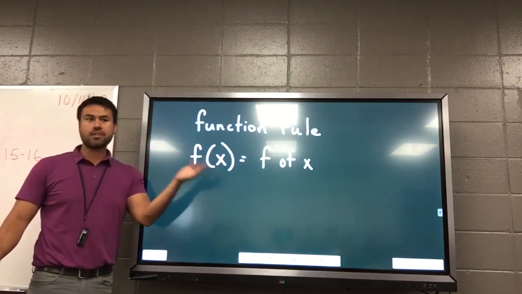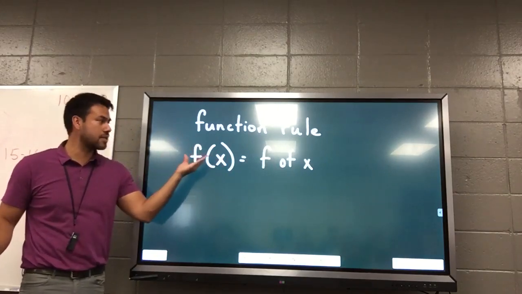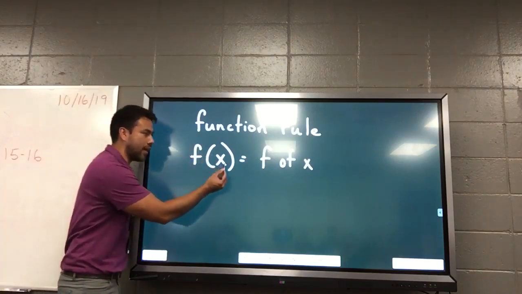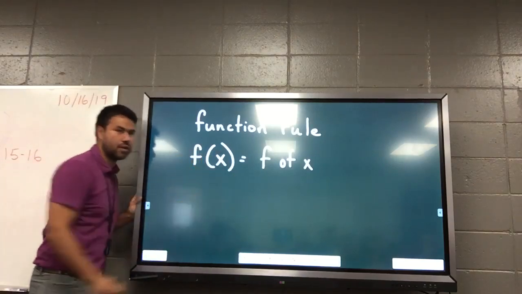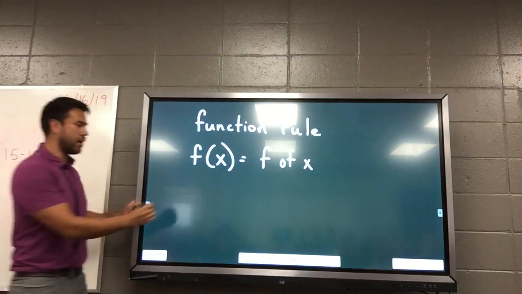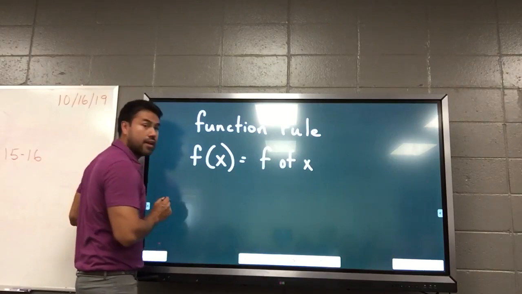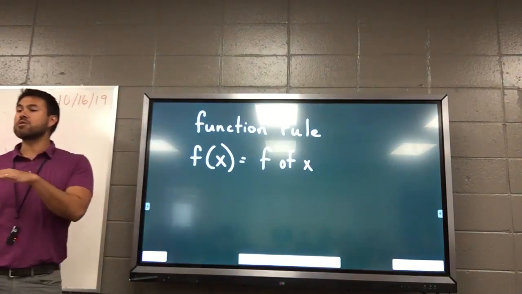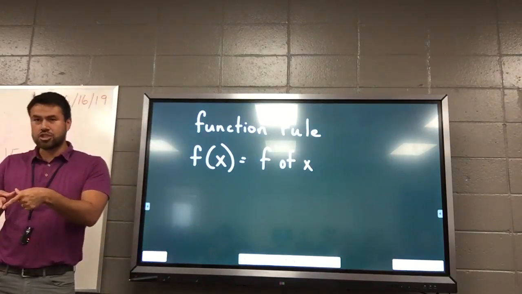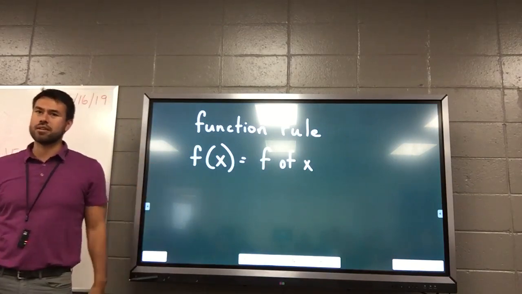You could have g of x, you can have h of x, you can have delta of x. It's really any symbol of x or any symbol of any other variable. Delta is just a triangle. That's the Greek letter delta. And the delta comes from the Nile Delta. That's the shape of the Nile Delta. That's how they came up with delta.